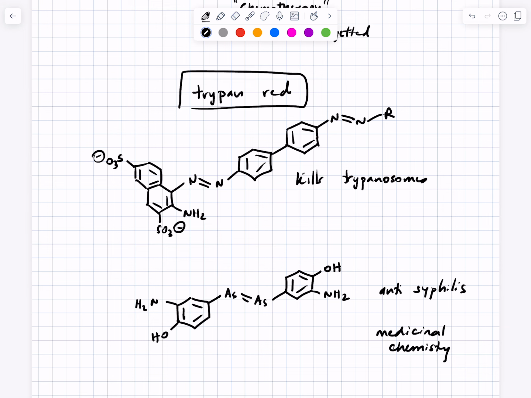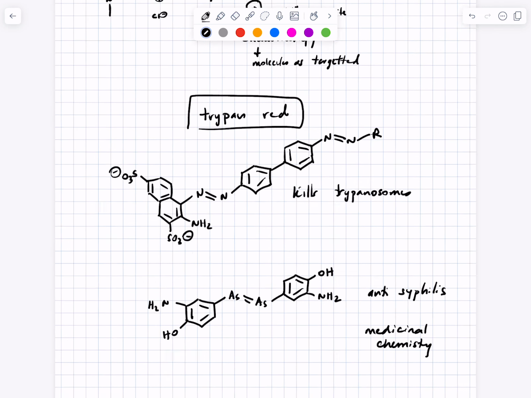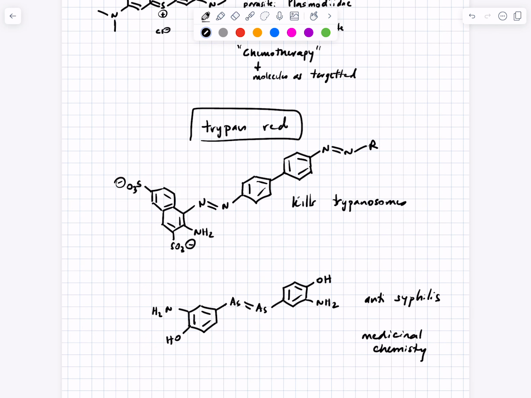At one point, this dye, called arsphenamine, an arsenic-containing compound, became the most widely prescribed drug in the world. And before that, there weren't a lot of other solutions to that particular disease.